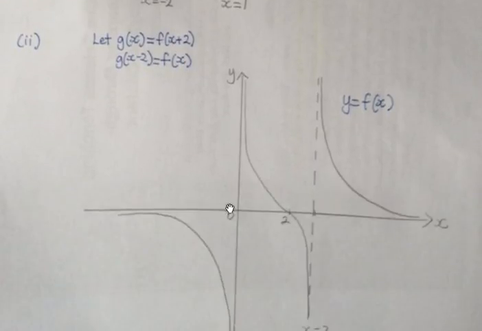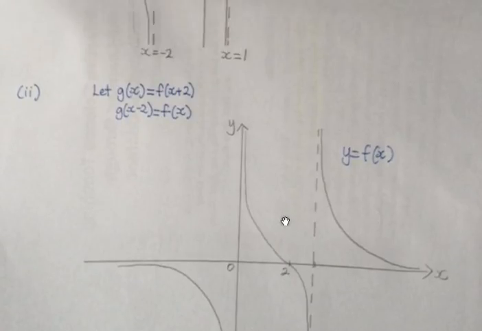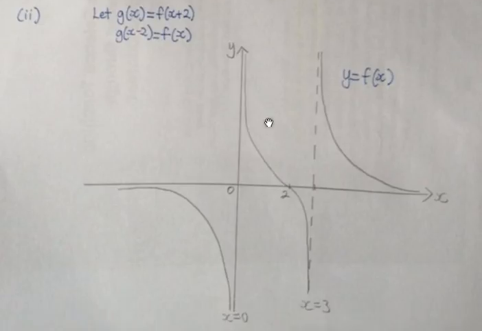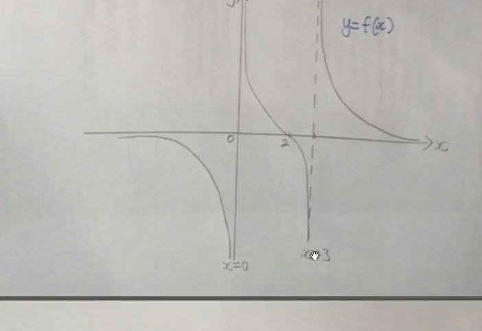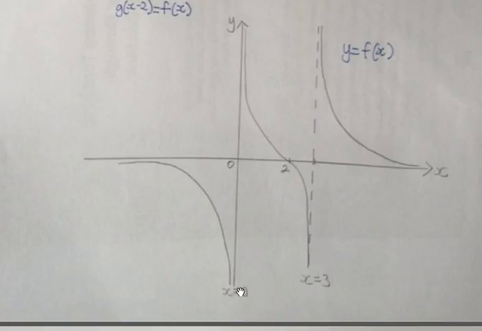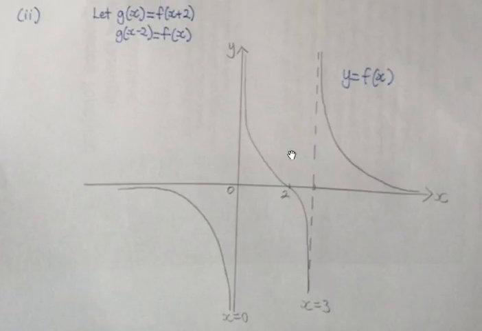So as you can see, the intercept on the x-axis will be at 2 instead of 0 because we have moved 2 units to the right. Similarly, the vertical asymptote of x equals 1 will be shifted right by 2 units, and we'll get x equals 3. The vertical asymptote of x equals minus 2 will also shift 2 units to the right, and we'll get x equals 0. And this is the function of x graph.